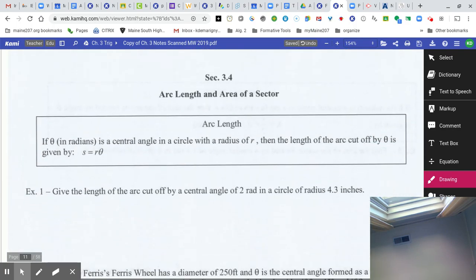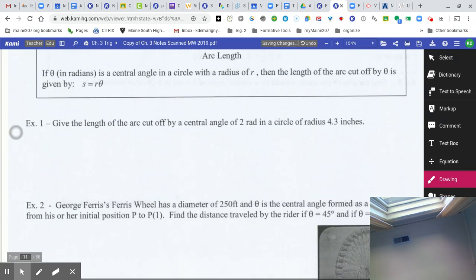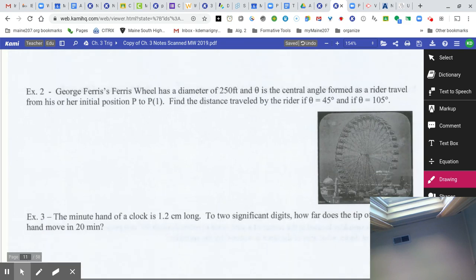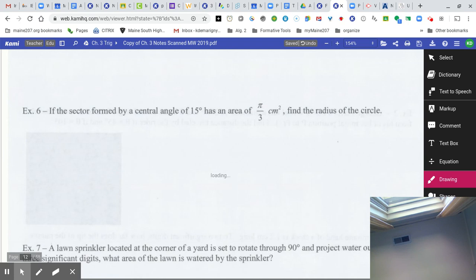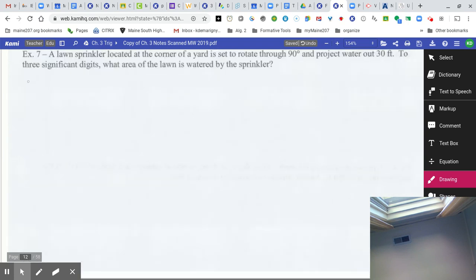Now we're going to stop. Unfortunately, we're not going to get to arc length and area of a sector, although we did that in geometry. You can do it a little bit faster with trigonometry, but unfortunately, that is going to be the end of our lesson on trigonometry.